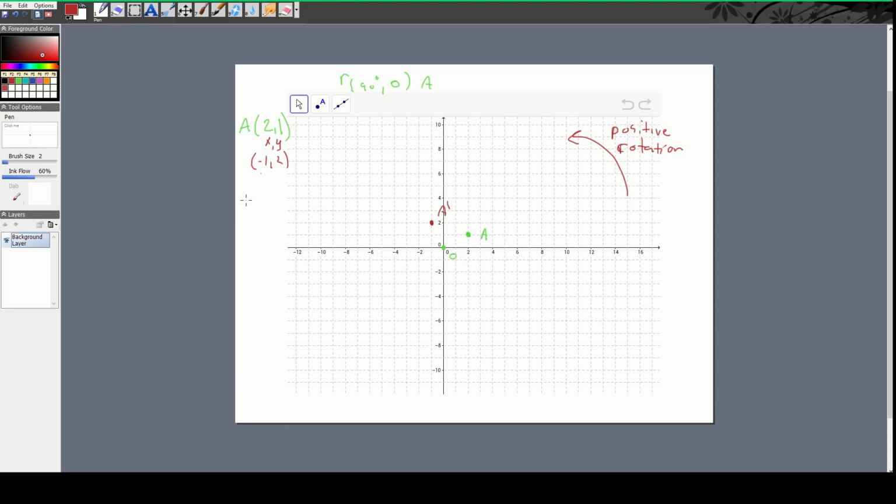Now, if I want to rotate A prime, so now I've done this, and I'm going to ask you to rotate 90 degrees about O, A prime. New color. So to rotate this 90 degrees again, I have my new point as -1, 2. So I'm going to flip it. I'm going to get -2, -1. So I've taken this point, I've swapped my X and Y, and I negated my Y. So I should be at -2, -1.